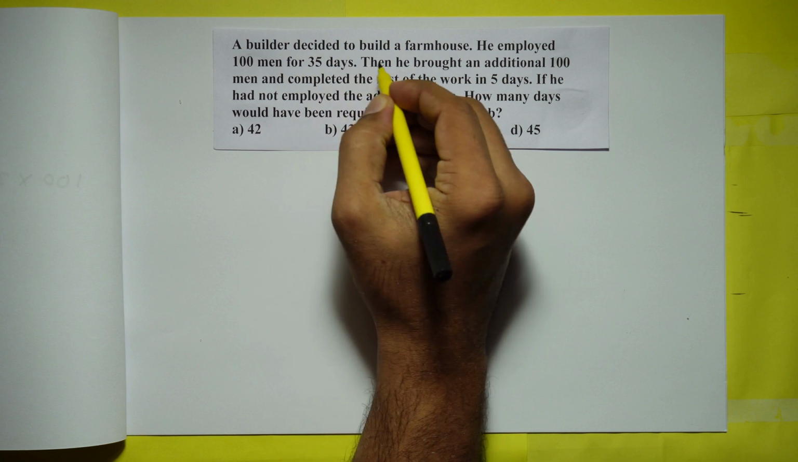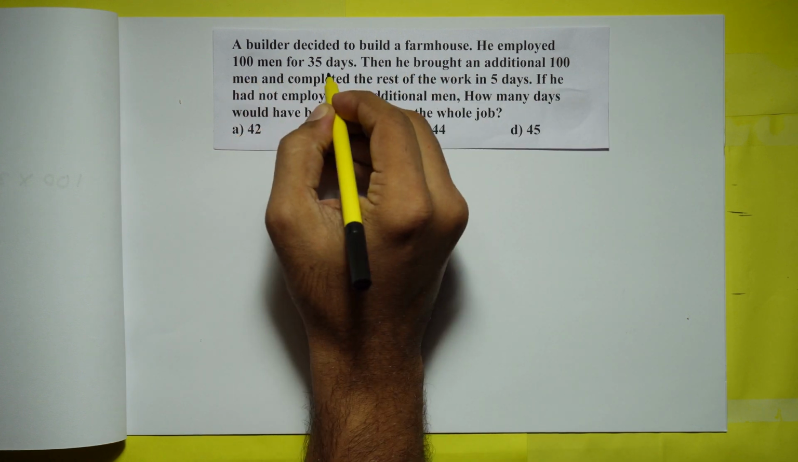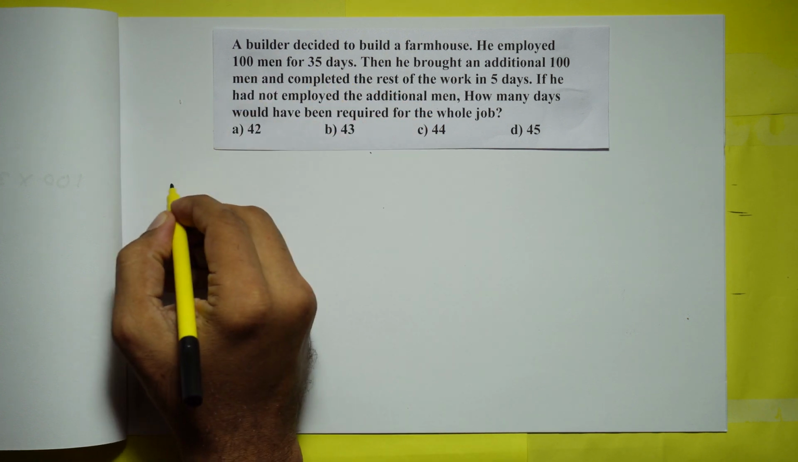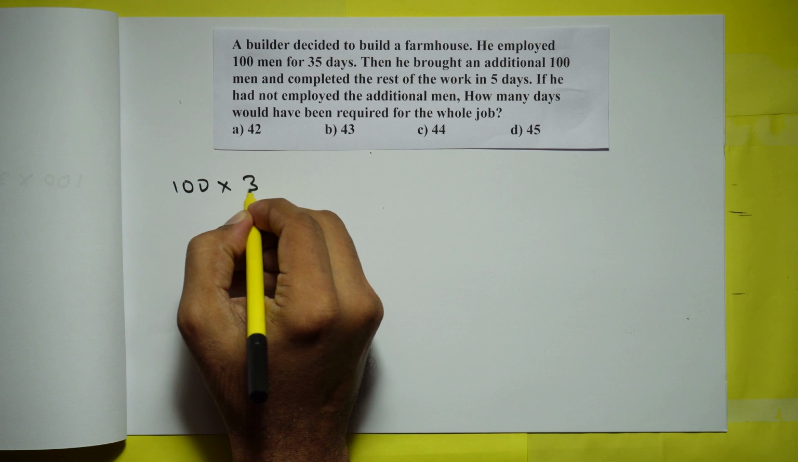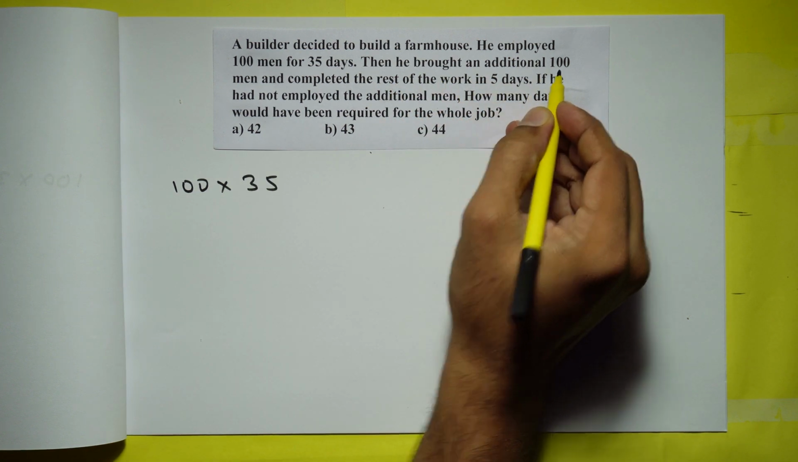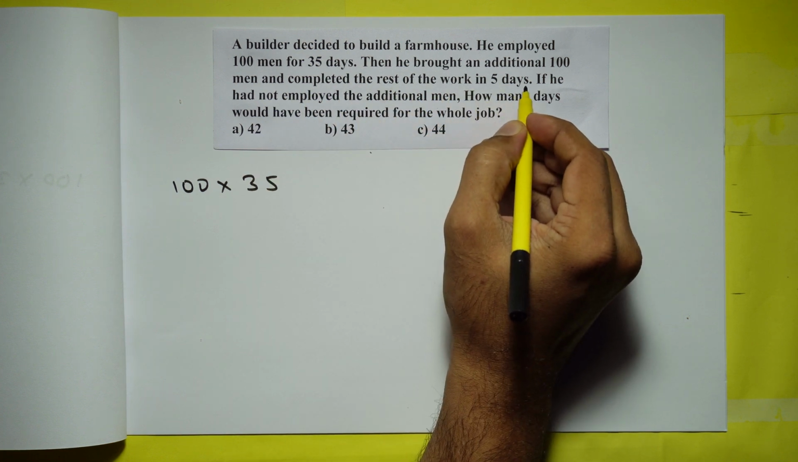A builder decided to build a farmhouse. He employed 100 men for 35 days. So initially the amount of work that was done is 100 men working for 35 days. Then he brought an additional 100 men and completed the rest of the work in 5 days.